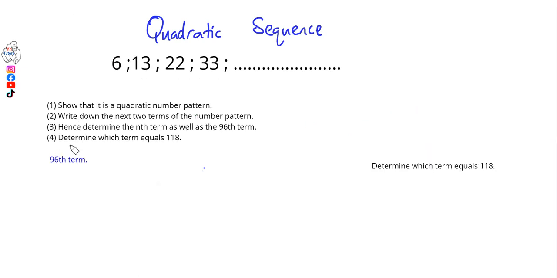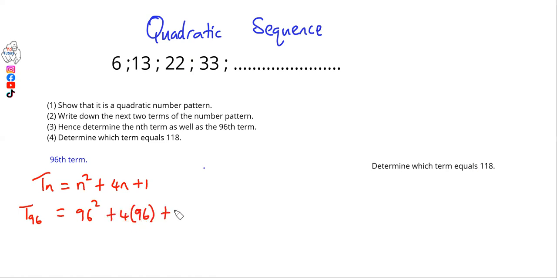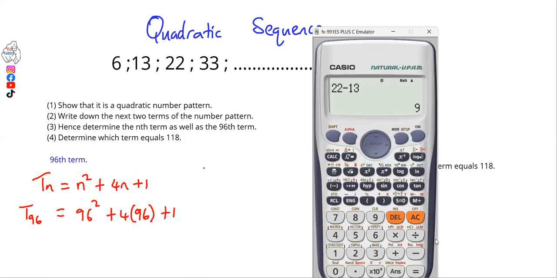Now, determine the 96th term. Our equation is Tn equals n squared plus 4n plus 1. And what are we looking for here? The 96th term. It's going to be 96 squared plus 4 times 96. Now you're just substituting where there is n, we put 96. Okay, now let's see what we get. We're going to say 96 squared plus 4 times 96, we close that, plus 1. What we get? 9.